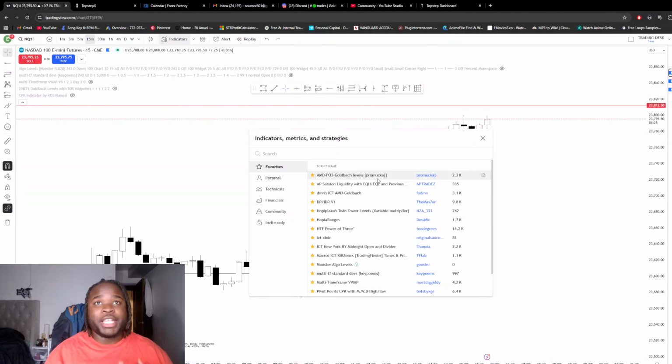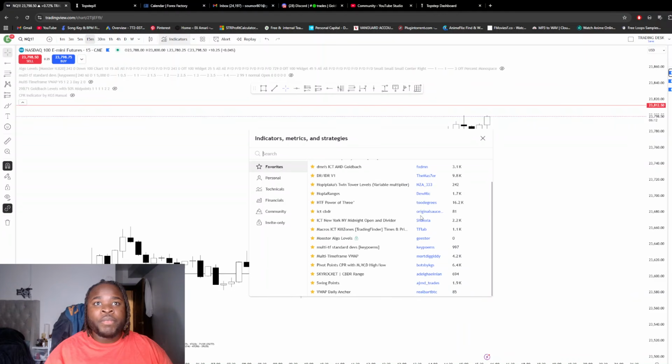I don't do anything special to the indicators. I just use the levels. I don't use the accumulation, manipulation, distribution. I don't use any of the fancy things. These two indicators for Goldbach levels work fantastic.